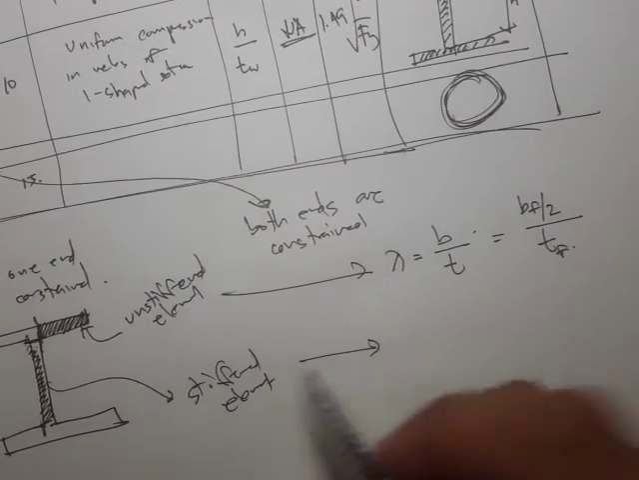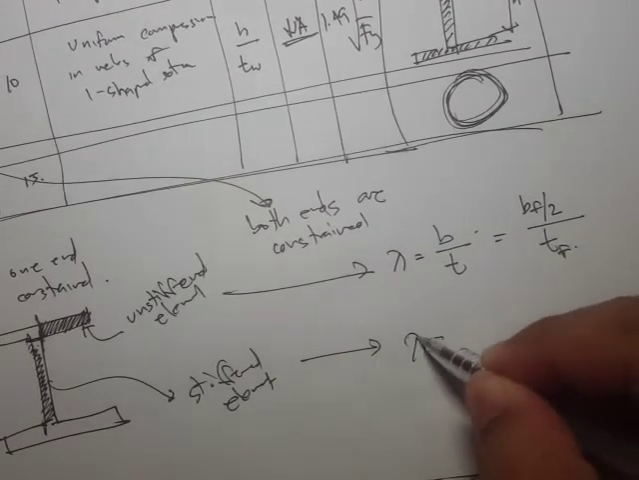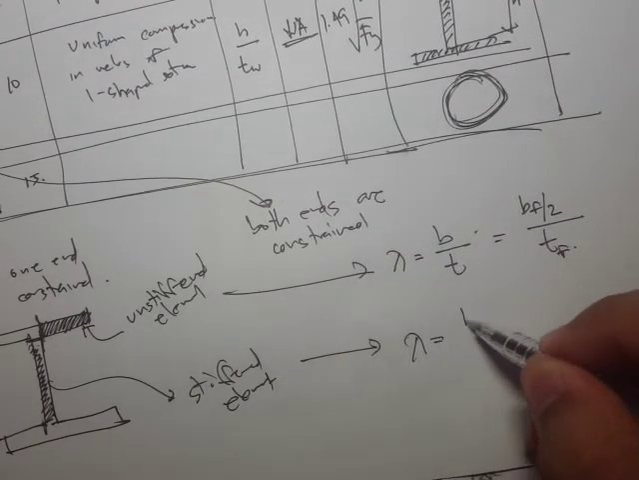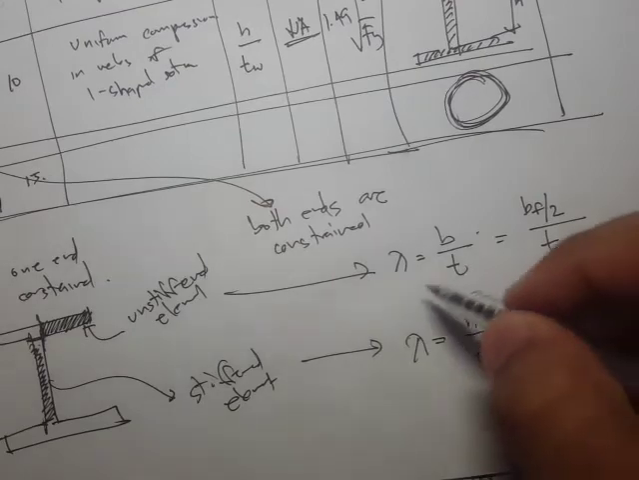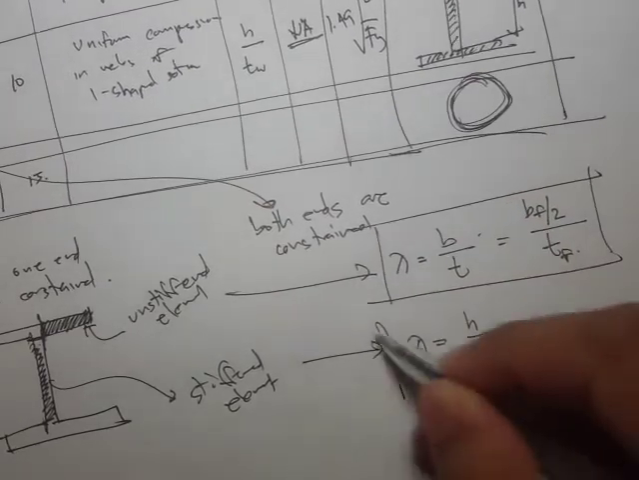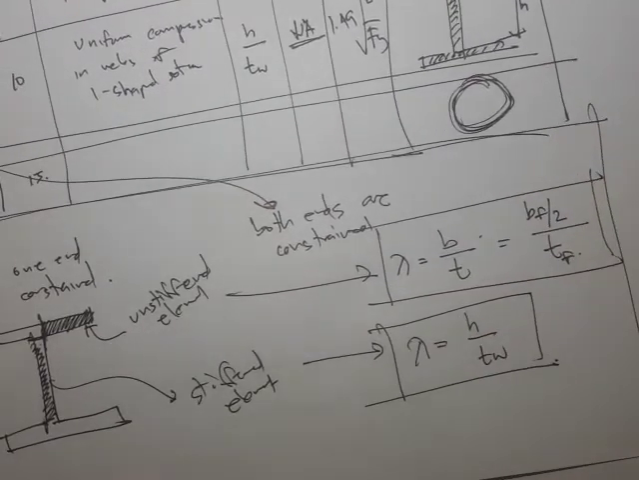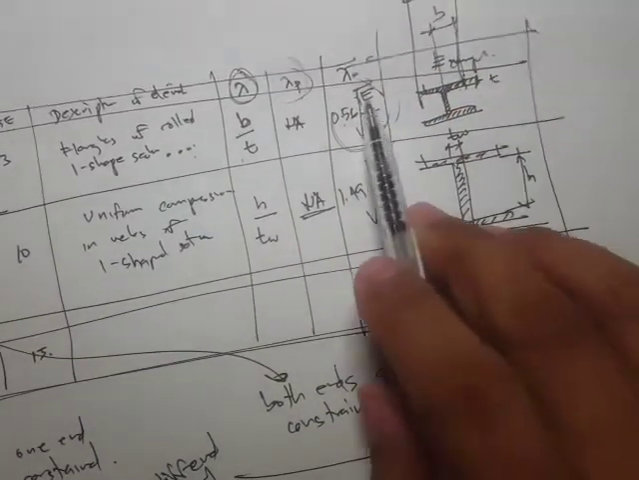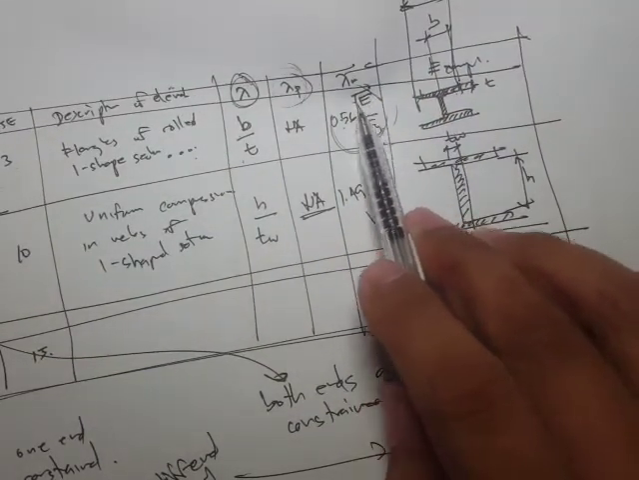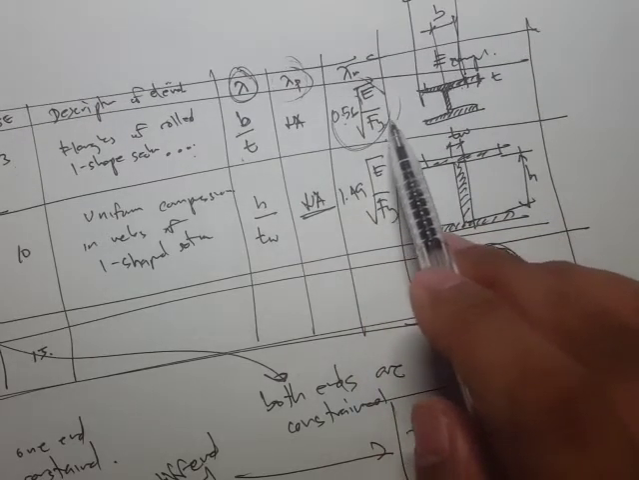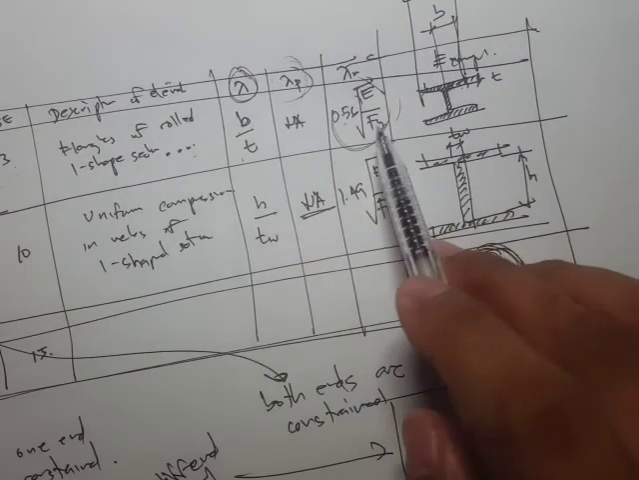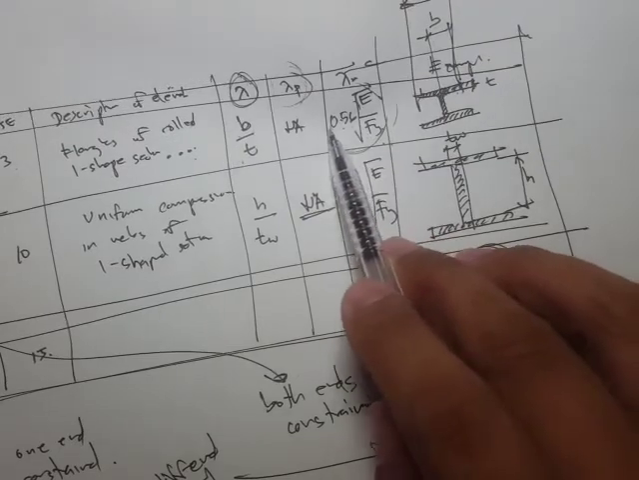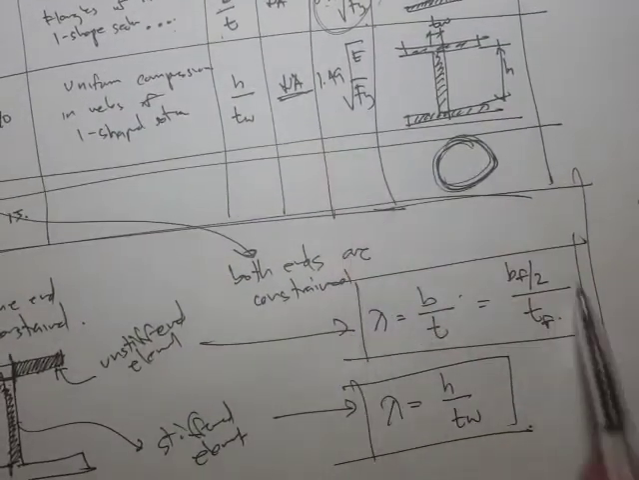And for the stiffened elements, we have lambda equal to H over T sub W. Our limiting values can be found from this table. We just substitute the value of Young's modulus and the yield strength, take the square root and multiply that by this constant here, and you compare that to the value.